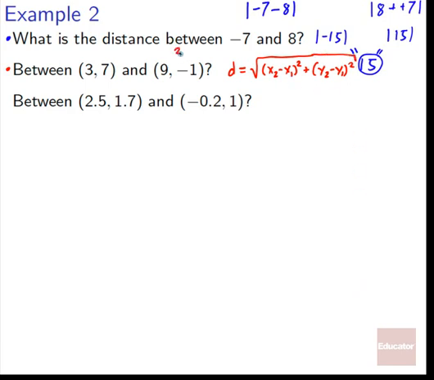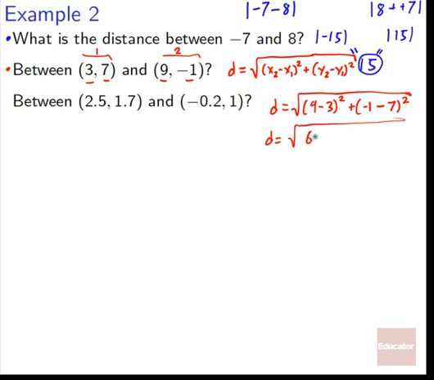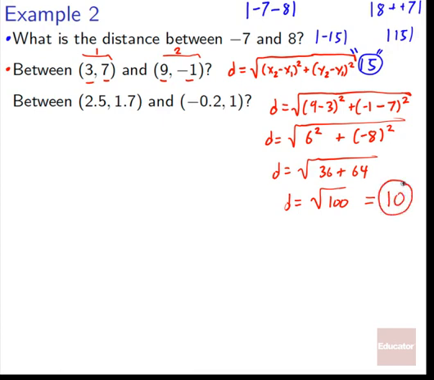So in this case, let's arbitrarily set this as our second guy and this as our first guy. So the distance is equal to the square root of (x2 minus x1) squared, so that would be second x, 9, minus first x, 3, squared, plus our y portion, second y, negative 1, minus first y, 7, squared. So distance is equal to the square root of 6 squared plus negative 8 squared. Distance equals the square root of 36 plus 64, which means the distance is equal to the square root of 100, which equals 10. So the distance between those 2 points is 10.